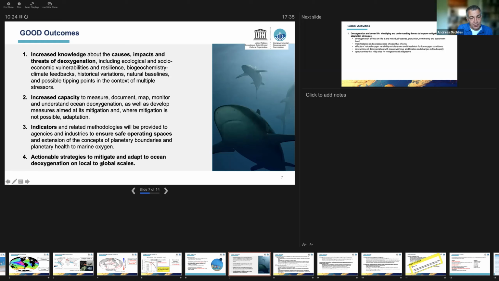And that's the final outcome we hope we can achieve here, actionable strategies to mitigate and adapt to ocean deoxygenation on local scales together with stakeholders there, but also on global scales to minimize this currently perceived huge anthropogenic impact on the Earth system, this oceanic oxygen loss, and help to reduce the human's footprint on this essential part of marine ecosystems.